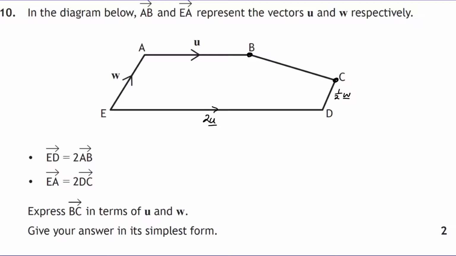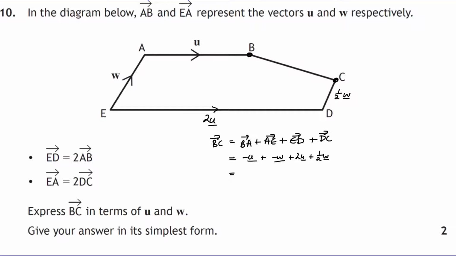Now, if we do that, I'll write out the vector pathway first. B to A plus A to E plus E to D plus D to C. That's the way we're going to move, and that's how we're going to get from B to C. Now, B to A is negative U because we're going the opposite direction of the vector. A to E is negative W. E to D is 2U. And D to C is a half W.